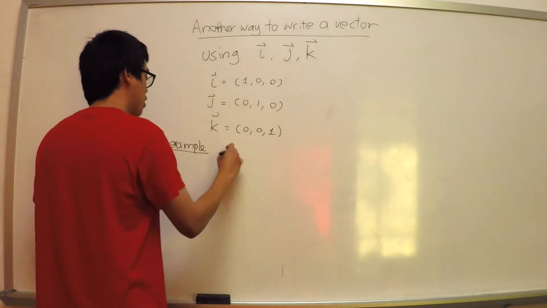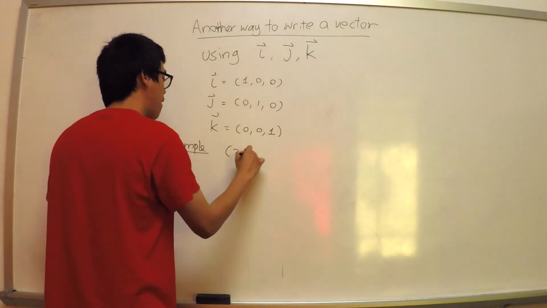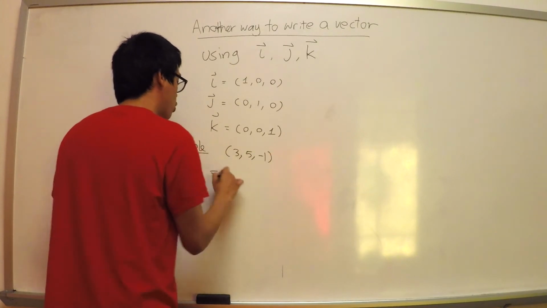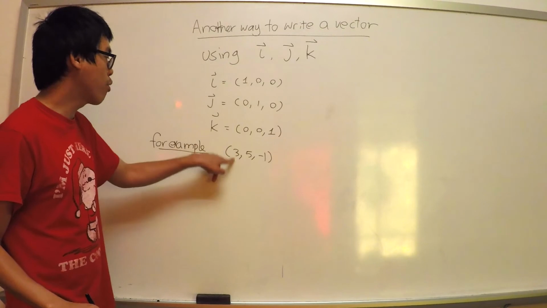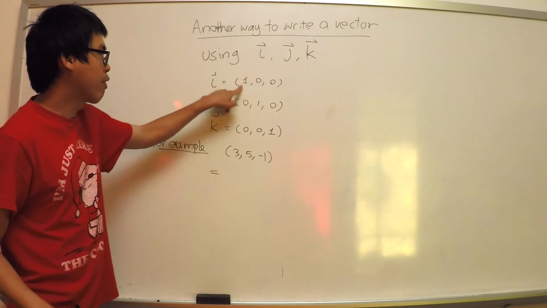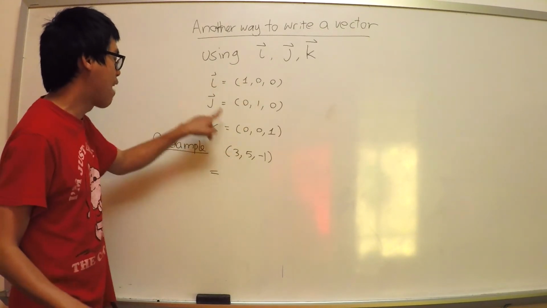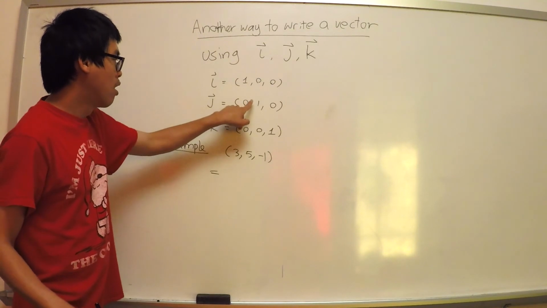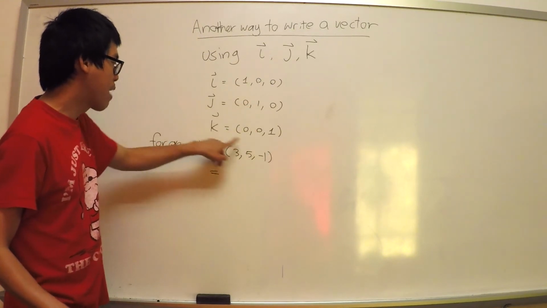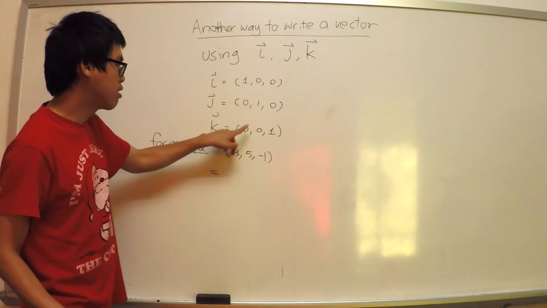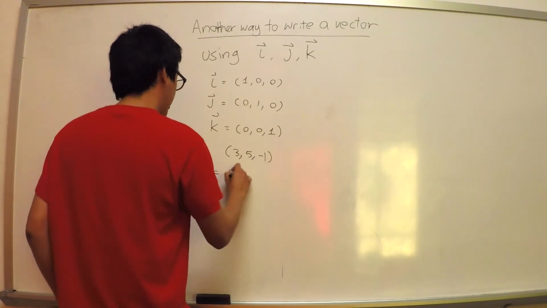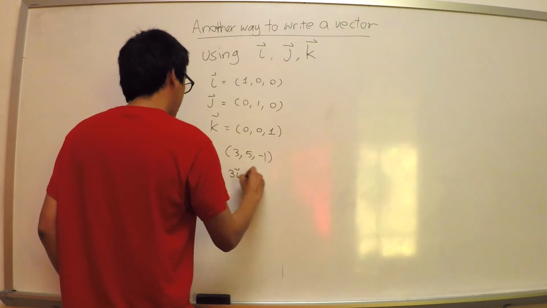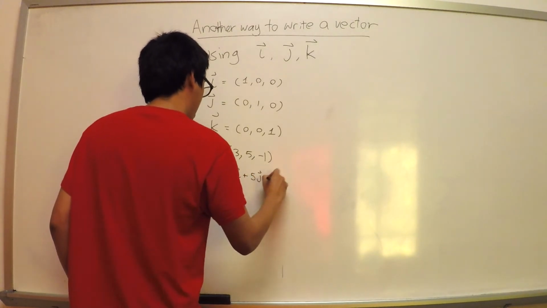For example, if you want the vector (3, 5, -1), you realize that you can obtain it by multiplying 3 by i. You get (3, 0, 0). Multiply 5 by j. You get (0, 5, 0). And multiply k by -1. You will get (0, 0, -1). And then you just add the results up. So it's the same as 3i + 5j - k.